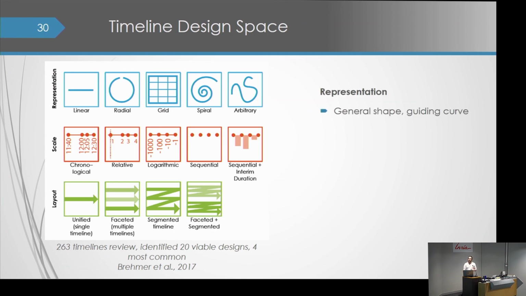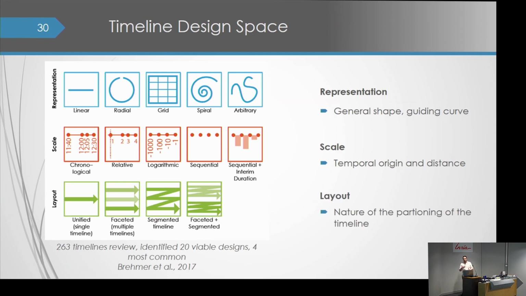This design space is composed of 3 dimensions. First, the representation, which gives the general shape of the timeline, the guiding curve of the temporal axis. The second dimension is the scale, giving the temporal origin and distance in the timeline. And finally, the layout, which gives the nature of the partitioning of the timeline. Maybe there are several timelines, one next to another, juxtaposed, or maybe the timeline is segmented into several pieces. This information is given in the layout dimension.